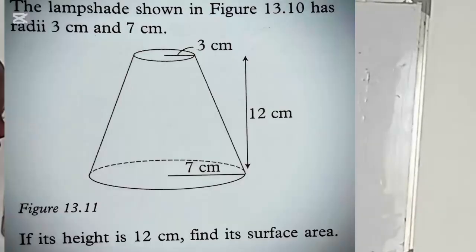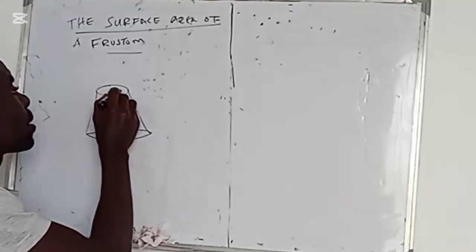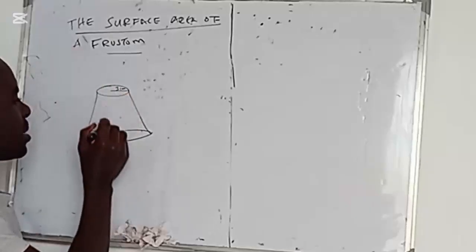Let us also consider another example. The lampshade shown in the figure has radii of 3 centimeters and 7 centimeters, meaning that the one at the bottom is 7 and the one at the top is 3. So let me sketch it. If we draw it this way, we'll have it like that. For us to be able to work it well, we have to complete it.